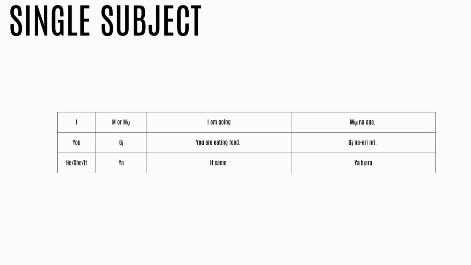So let me show you a list of some of the single subject pronouns that you will use in your common everyday life. Like I and you. I translates to am or mu. So if I were to say I am going, it translates to munaga. Similarly, you translates to gi. So if I'm saying you are eating food, then we translate that to gi na eri nri. And we have he, she, or it that translates to ya. So if you say it came, your translation would be ya biara.